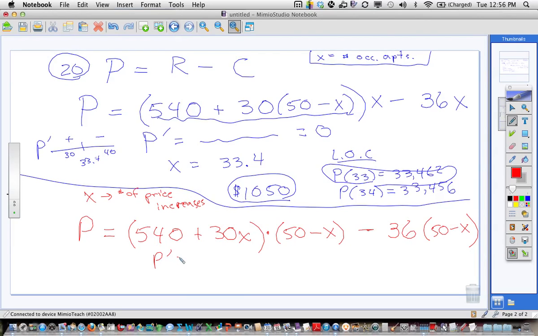Now you do your derivative, set it equal to 0. This time you get X equals 16.6, right? Well, when X is 16.6, that means there's that many price increases. Well, you can't have half a price increase, so you check 16 or you check 17. Well, you can see that's what we said here. 16 or 17 price increases means 16 or 17 unoccupied apartments, which would mean 33 or 34 occupied apartments. So when you plug those back into your profit, you get those same numbers, and you get the same result, 1,050.